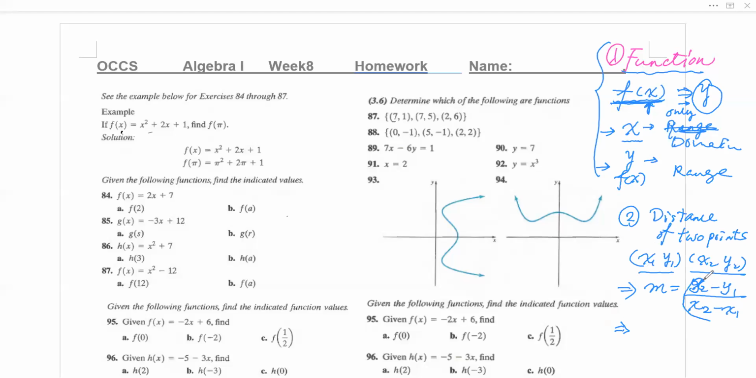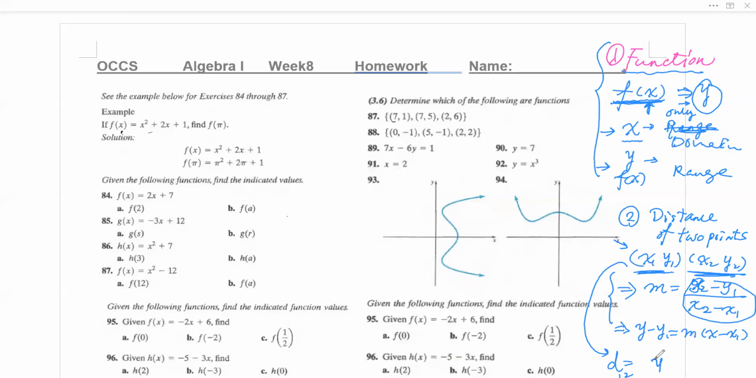Once you know the slope, you can pick any one of the points, suppose we pick the first one, and get y minus y1 equals m times x minus x1. We get a linear line. So this is what we learned the week before last week. And last week we learned, given these 2 points, how we find the distance between them.